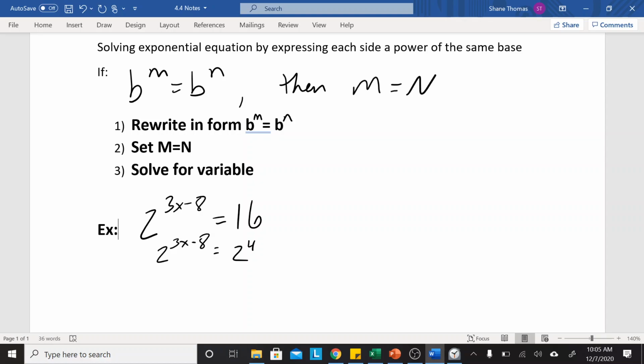We agree? All right, so that was just using that rule, putting it in that form, b to the m equals b to the n. So now I can essentially forget about the 2's. So now I can just have 3x minus 8 is equal to 4. Okay, so then I just add the 8 across, so I have 3x equals 12. Divide both sides, and x is going to be 4. All right, that one's not too bad, is it?